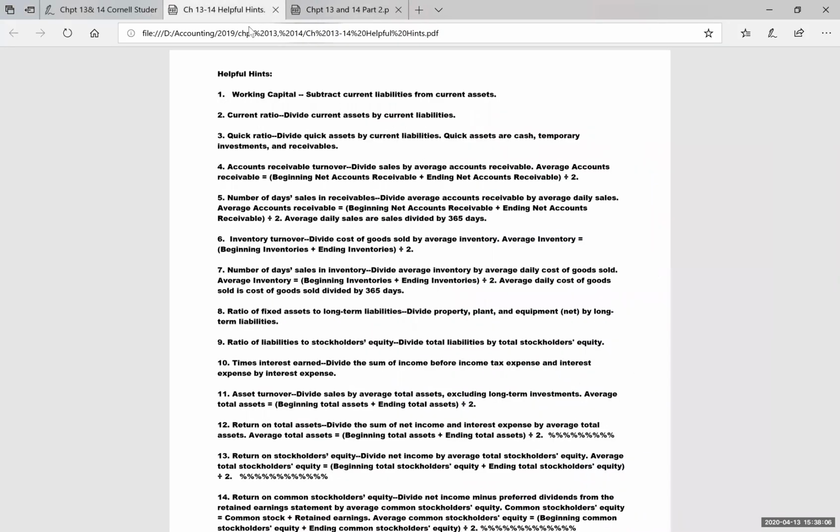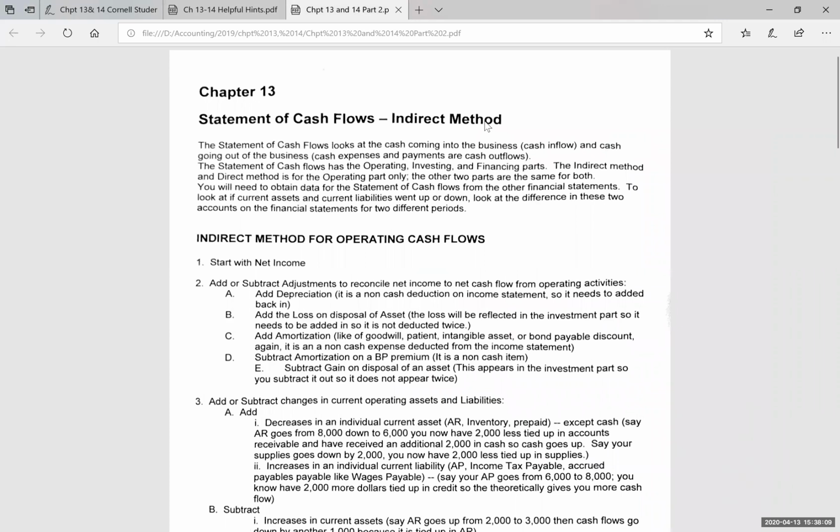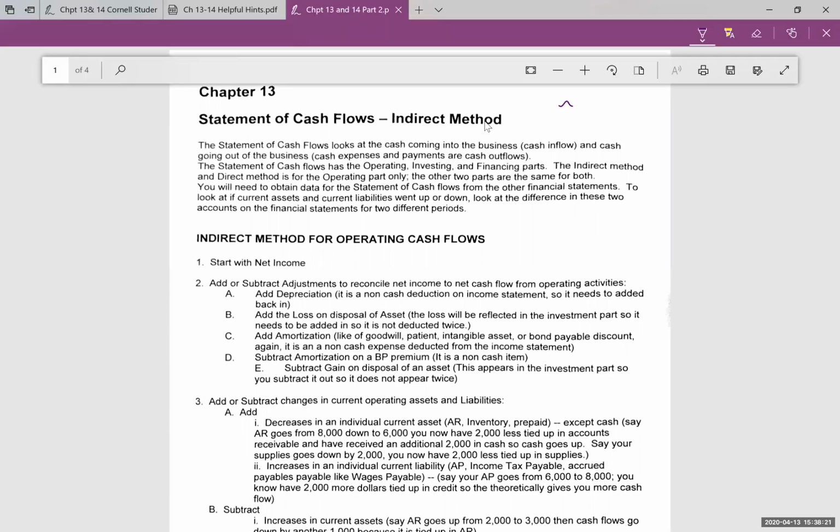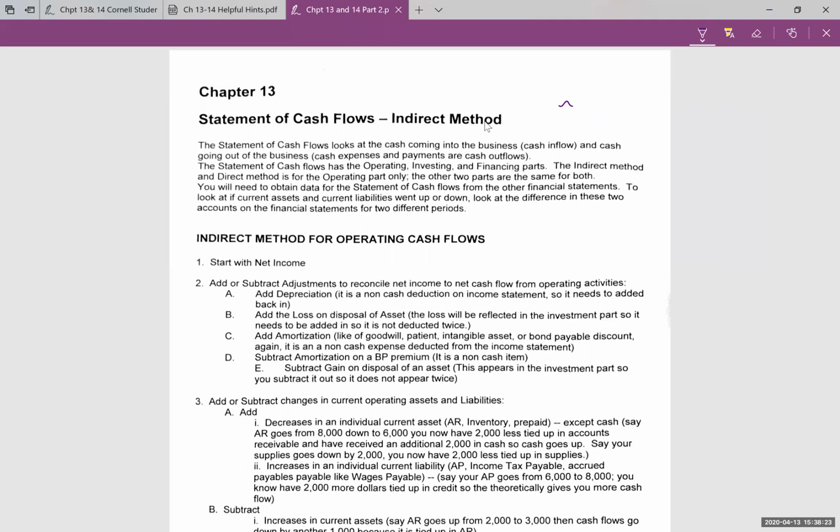This is what it looks like when you print out the full packet. This one right here, chapter 13, statement of cash flows, indirect method. I want you to use this on problem 13.02a. Also, be sure to review problem 13.02b, the PDF, the answer to that, and also watch the Show Me How videos. You might need all three.